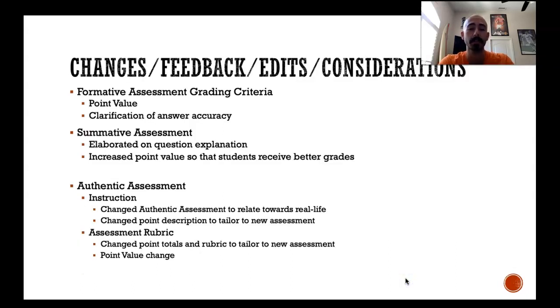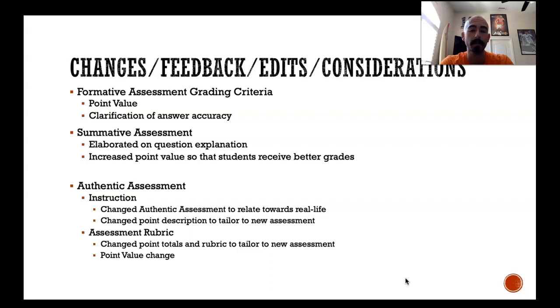Changes, feedback, edits, and considerations. Okay, so for my formative assessment grading criteria, I changed the point value to tailor towards the students to get better points. And I added a little clarification on the answer accuracy, both for me and also for my students to understand better. In the summative assessments, I elaborated on a question explanation. One of the questions, I believe the first question, just said explain, and then after that I said explain a certain topic. It just makes it easier for the students to understand what I am looking for. And I also increased the point value so students receive better grades.